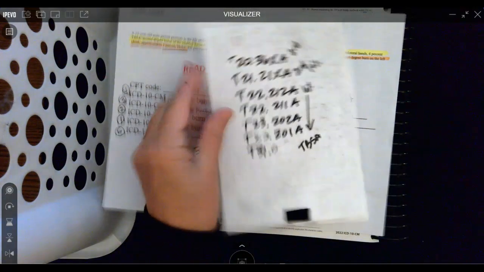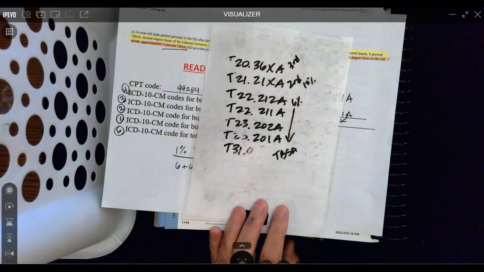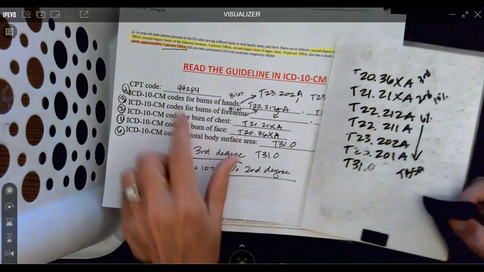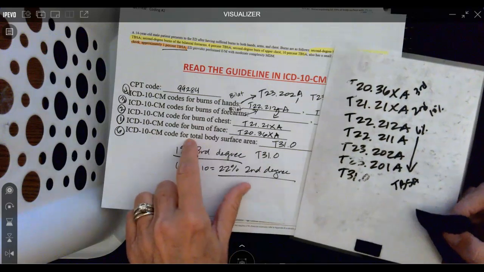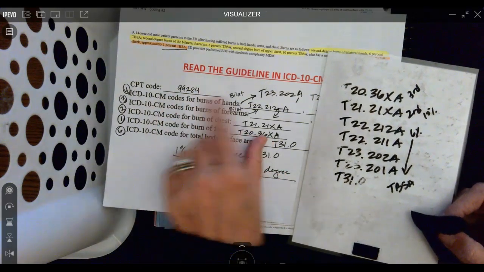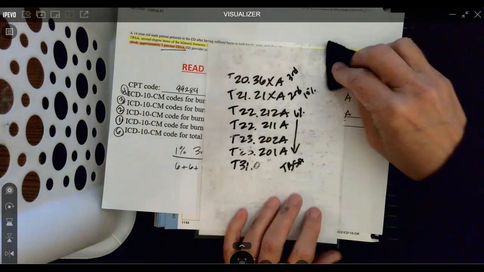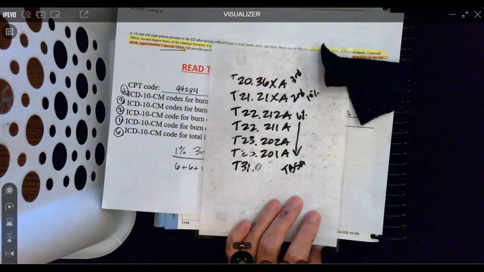I know it's a little confusing, but just kind of try and work it out when you're doing your coding. I'm a little disappointed that the workbook doesn't have these in the correct order, that the 3rd degree wouldn't be at the top, so keep that in mind. Okay, so that's how we would code for a burn. Let me know if you have any questions.